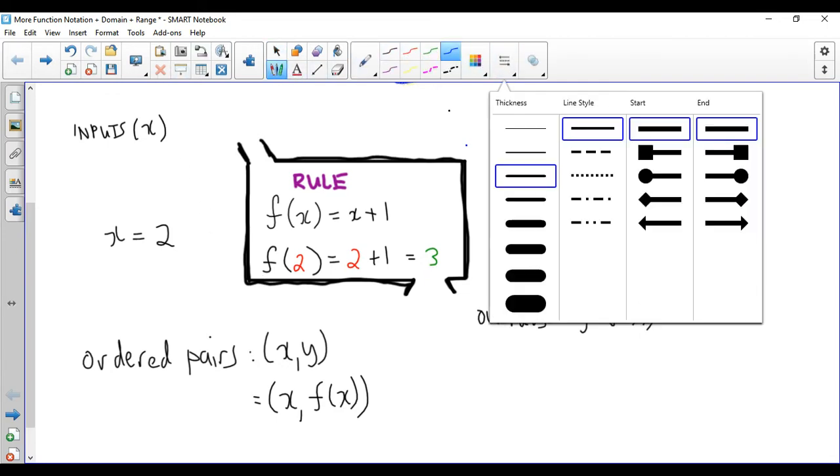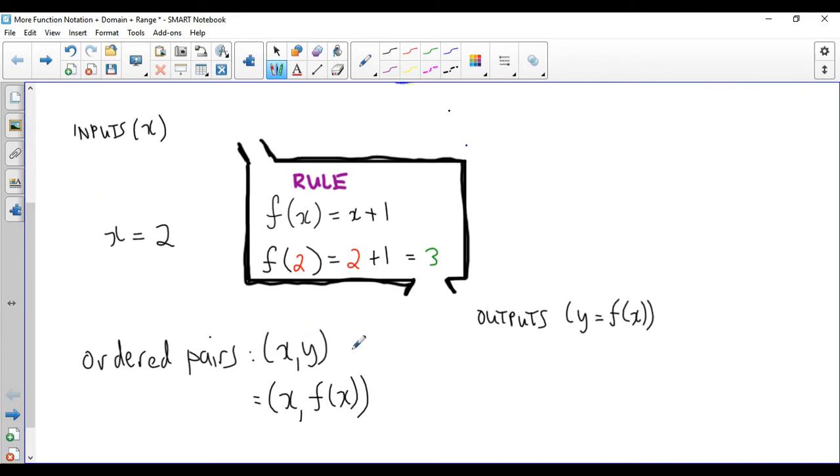And just remember that when we talk about inputs and outputs, we have these ordered pairs. I have whatever the input is, I get the output. So I can write that as we have here, x and f of x. And for our example here, the input is 2, the output is 3.